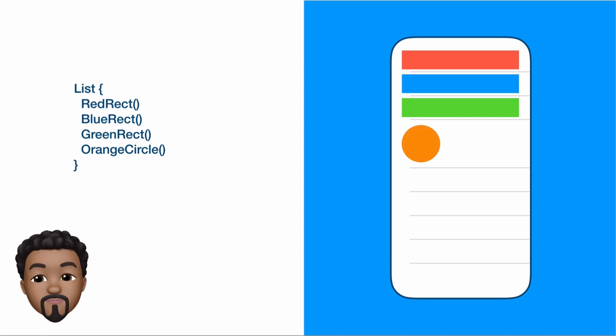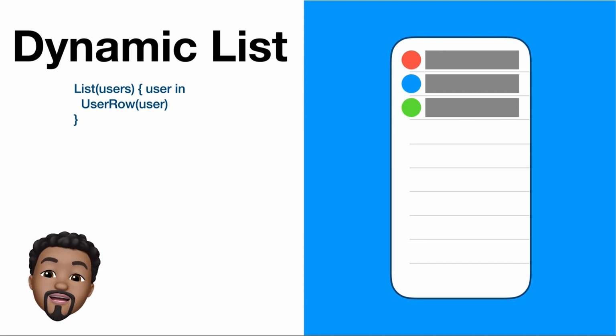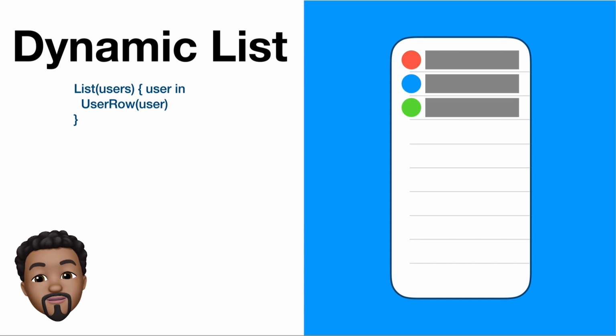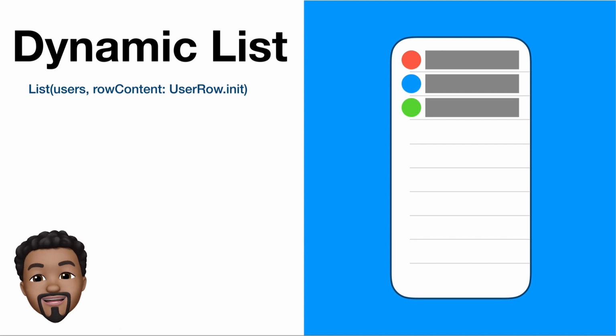And then there's the dynamic list. The dynamic list is going to take in data, and it's going to use that data to populate the contents of the list. Now, if you're going to do something simple like take an array of objects, pass it to your list, and then populate that list with that single object, then what you can do is you can actually pass the row content for the list. As long as your initializer takes in one of the elements that comes from the array that you're populating the list with, it will automatically handle everything else for you.